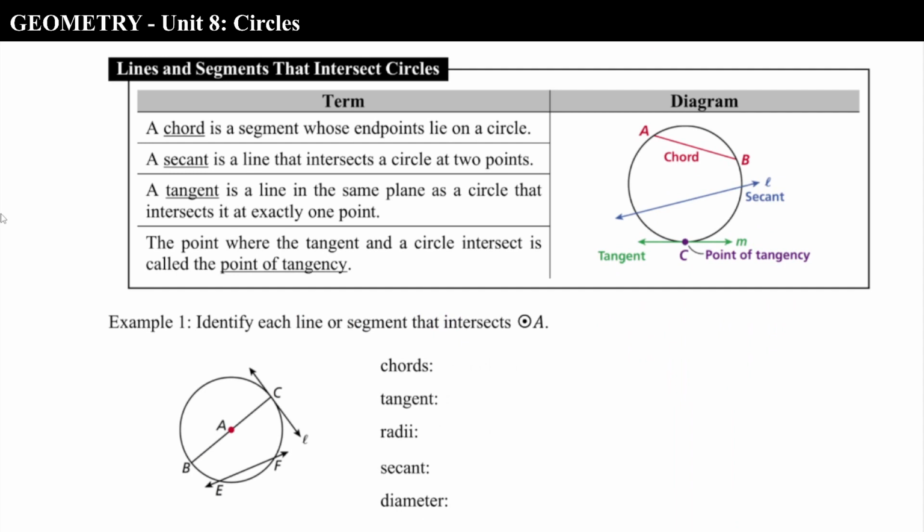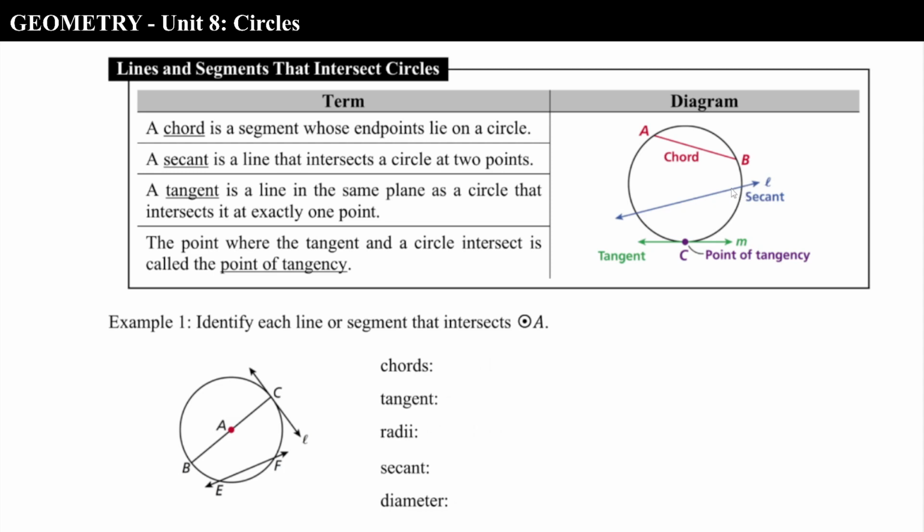A chord is a segment whose endpoints lie on the circle. So, here you have chord AB or segment AB. This is your chord because it ends at the circle's edges, or at the circle itself. A secant is a line that intersects a circle at 2 points, okay? So here we have a line. Remember, a line goes infinitely in both directions. So line L is the secant because it goes through 2 points on the circle.